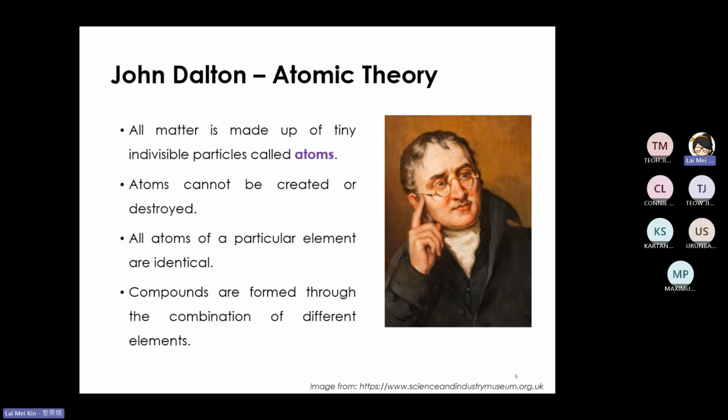So, atomic theory. This first theory is from John Dalton, who says that all matter is made up of atoms. Just like in biology you say everything is made up of cells, in chemistry everything, even smaller than a cell, is made up of atoms.